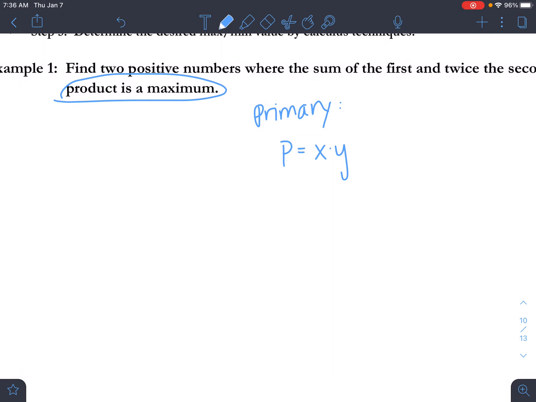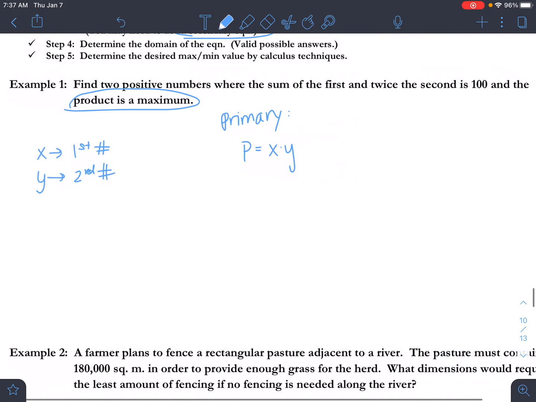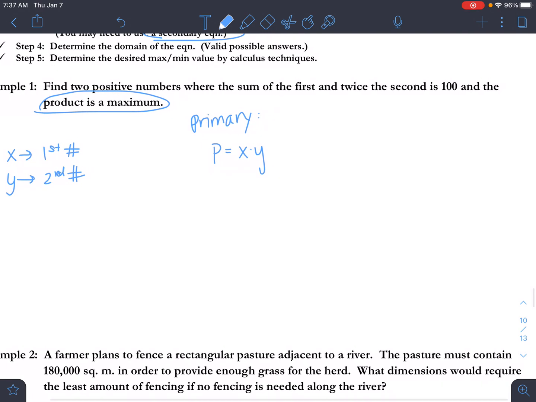If you want to define your two numbers, you could say x is the first number, y is the second number. And then there's this other thing, right? Because we can't take the derivative of this, we have two variables right now. We want to make it a little easier for ourselves. So this whole first part, it says the sum of the first and twice the second is 100. So that's going to be one of our secondary equations. Secondary equations are just other pieces, other information, not the thing we're trying to maximize, but things that might help us. So first plus twice the second is 100.